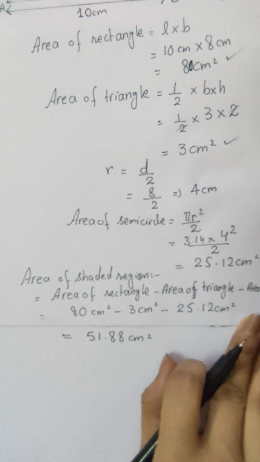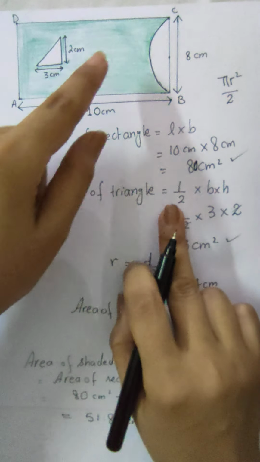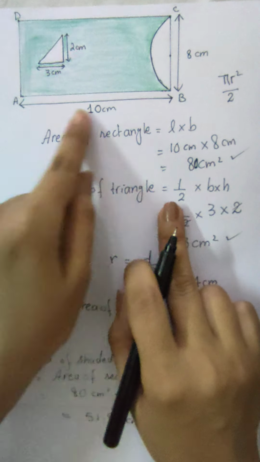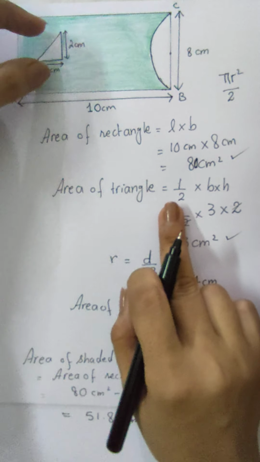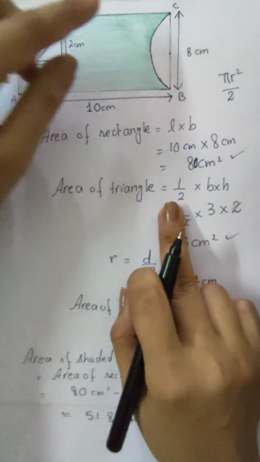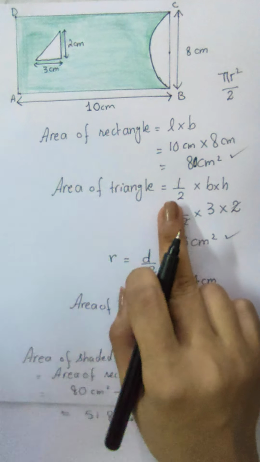I hope this video helped you to find the area of the shaded region, which is bounded by some different shapes. This is quite easy, you can see. First we find the area of the complete shape. The complete shape you have to identify, then you subtract the unshaded part from the complete shape, and you will get the shaded part of the shape.